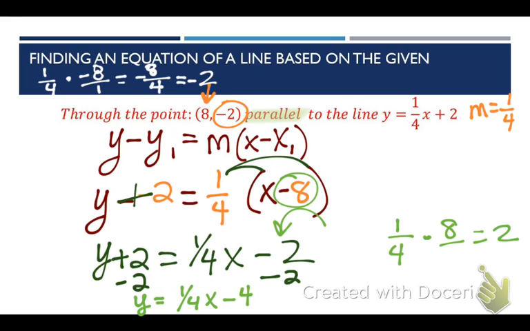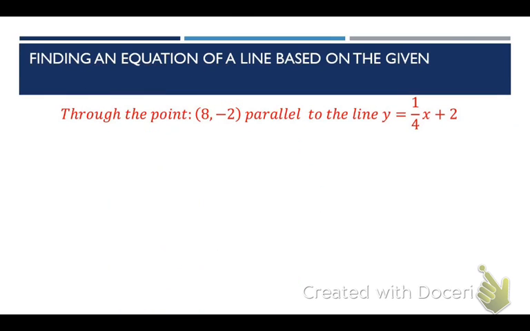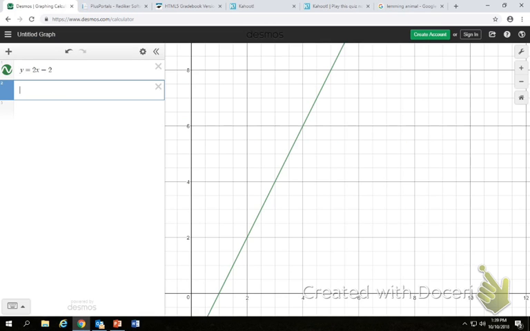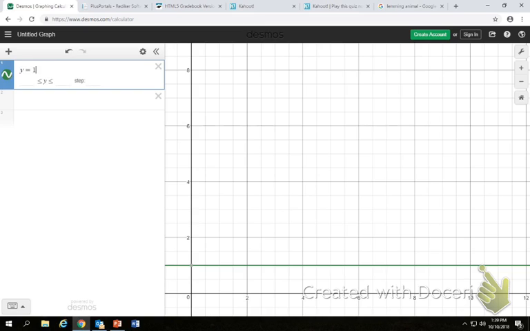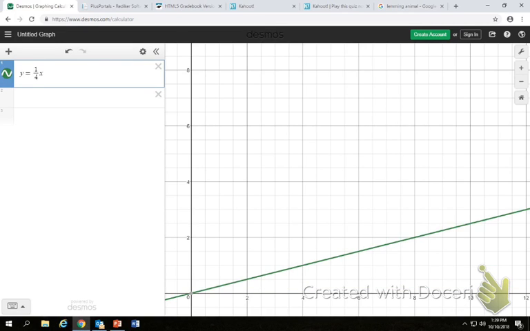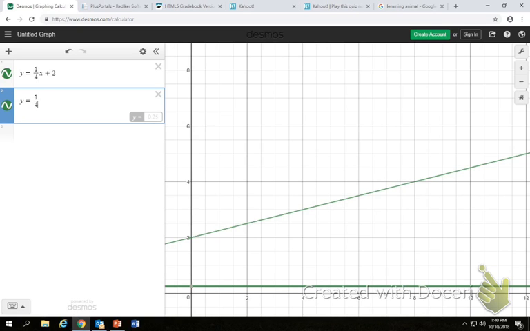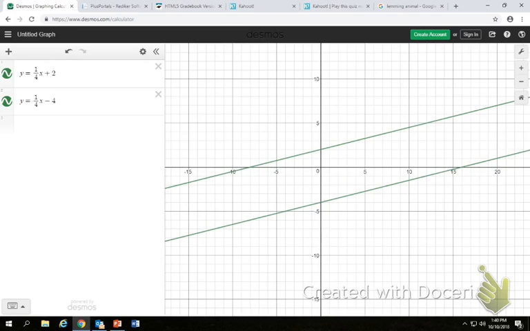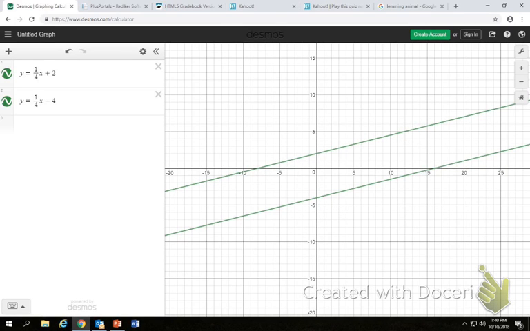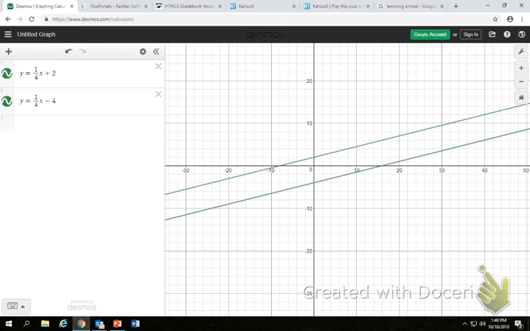So I'm going to actually show you what the graphs look like. You're going to tell me what was the original? 1/4 x plus 2. What is the one that we just found? y equals 1/4 x minus 4. So I have to zoom out. It's the same color. Usually they're different colors. Anyways, do you see how they're parallel?